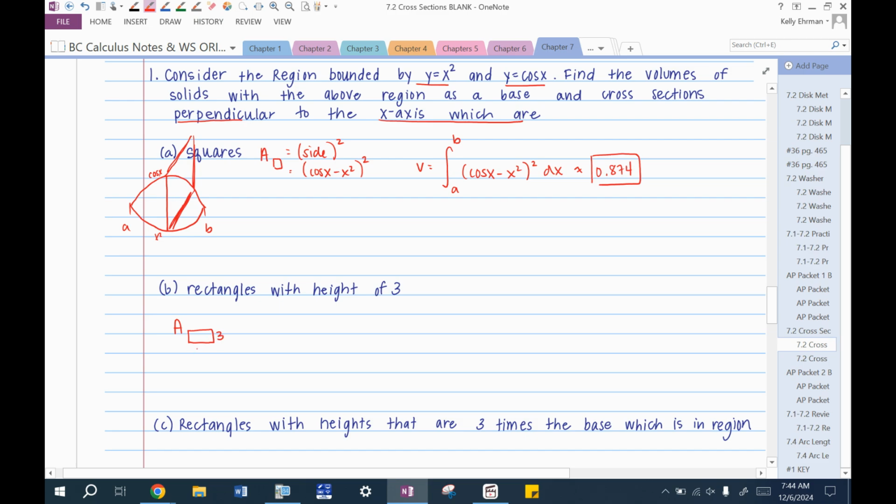So its base is going to be, I'm just going to say base here. In general, that area is 3 times whatever the base is. So for us, that's going to be 3 times the top minus the bottom. Let's just go ahead and set this up. It would be the integral from a to b of 3 times cosine x minus x squared. That one's not squared because it's just 3 times the base for the area of that rectangle.